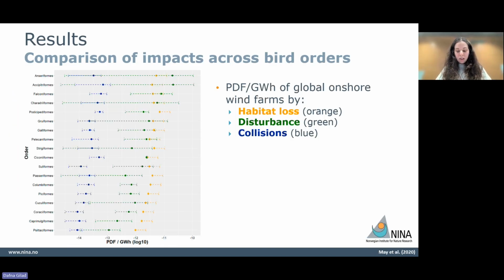You can also look at impacts across different species groups. So in this example, across bird orders. You can see which impact pathways affect which bird order the most, and then you can also see overall which groups are more affected by wind farms.